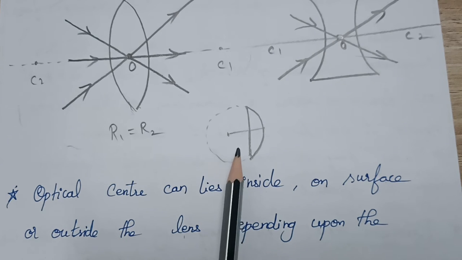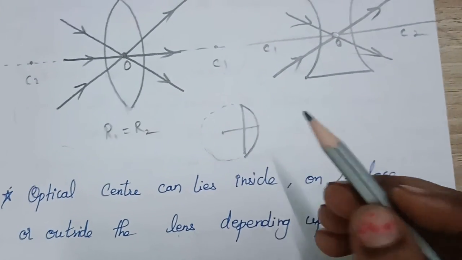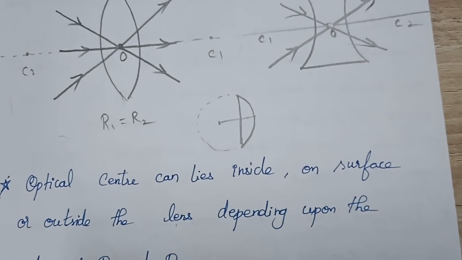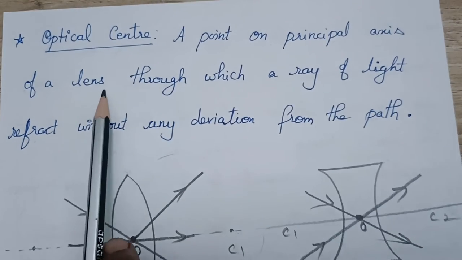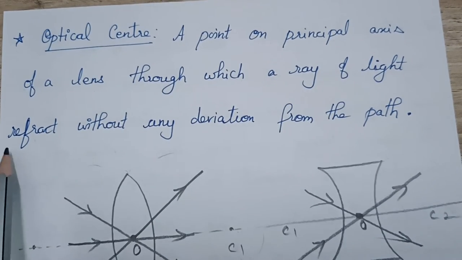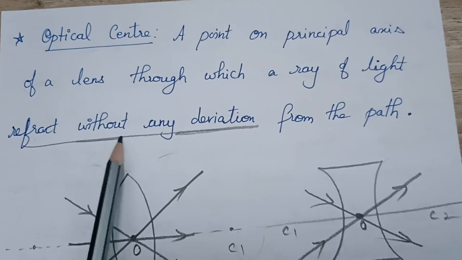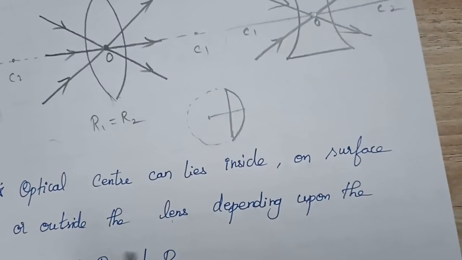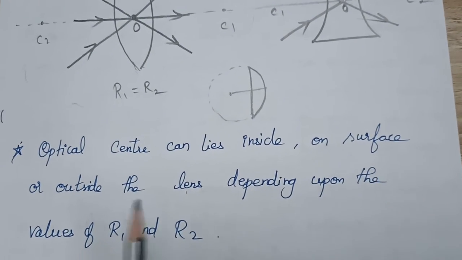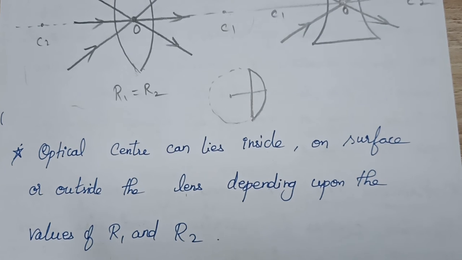So your optical center may differ. It is not necessary that it should lie at the center of this lens. That's all about the optical center. Optical center is a point on the principal axis of the lens through which a ray of light refracts without any deviation from the path. So, optical center can lie inside, on the surface or outside the lens depending upon the values of R1 and R2. Clear on this?